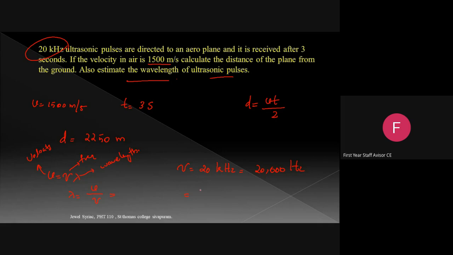0.075. What is the unit of wavelength? Wavelength is a length, so meter. So lambda of this ultrasonic wave is 0.075 meter. So, direct question അല്ലേ, എല്ലാവർക്കും മനസ്സിലായില്ലേ? So no doubt in that. So ഇങ്ങനെയുള്ള questions ആണ് വരുന്നത്, direct questions ആണ് വരുന്നത്. Okay.